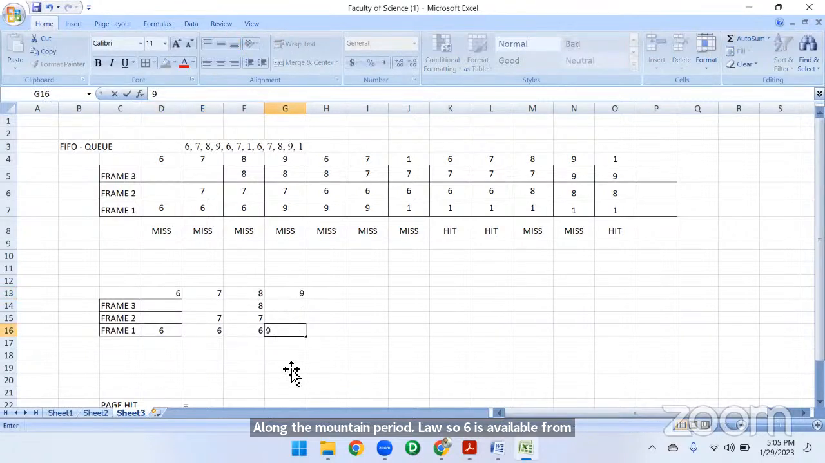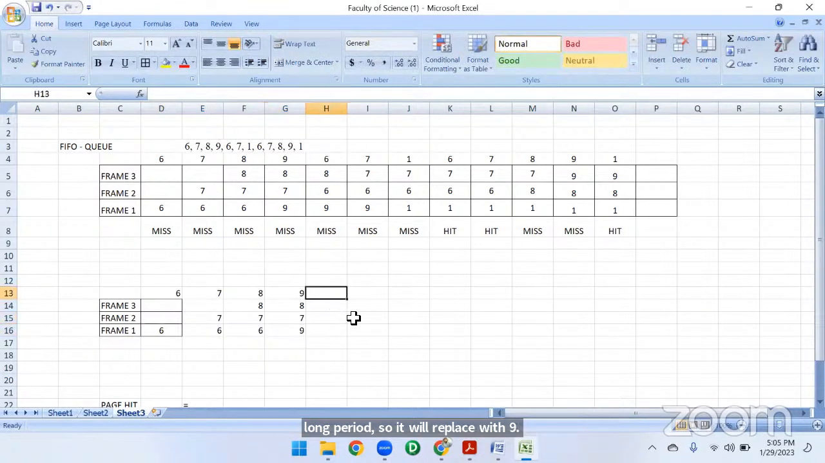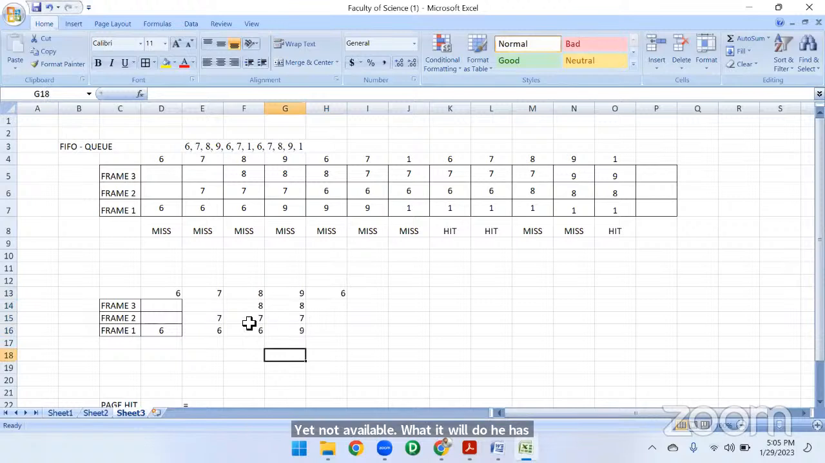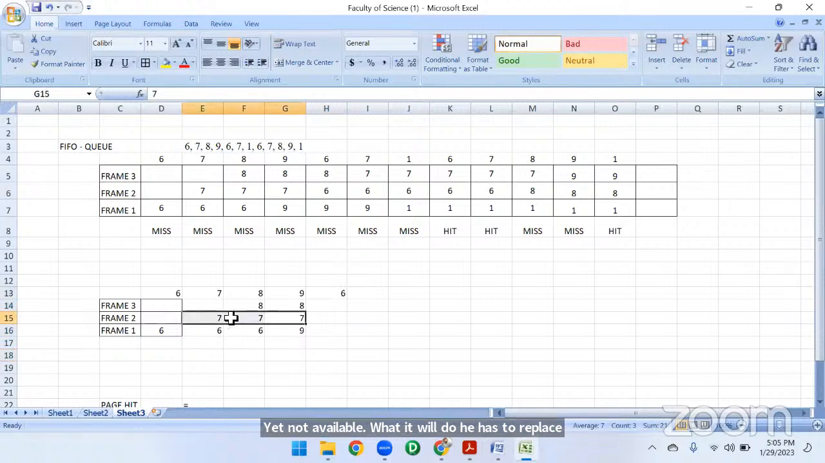Okay, right. Now again when 6 will come here, when next number 6 will come here, the 6 will check with the numbers whether 6 is present or not here. If 6 is not available, what it will do, it has to replace the one who has been present for the long period. Okay, 7 is present from a long period.